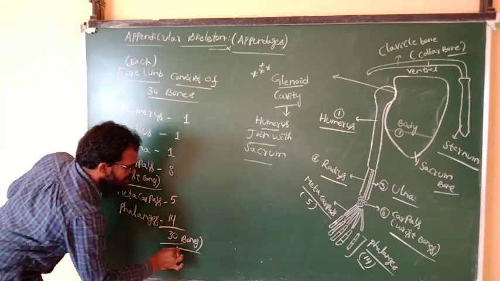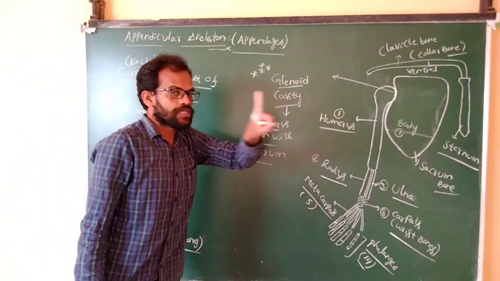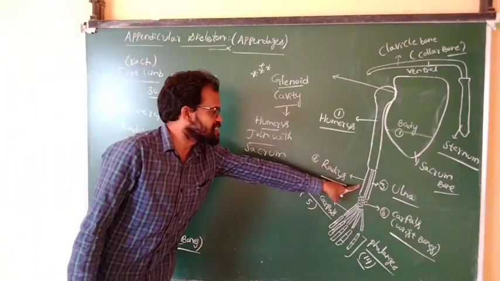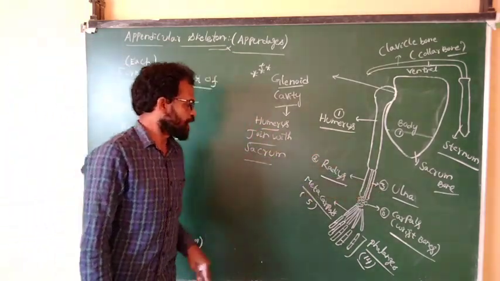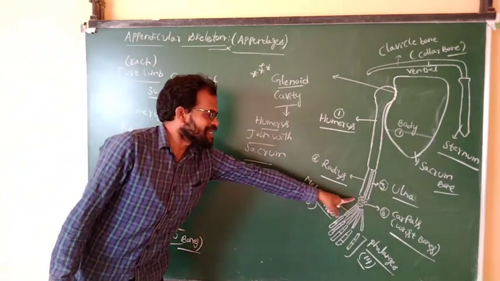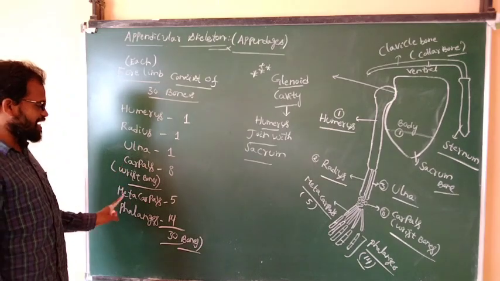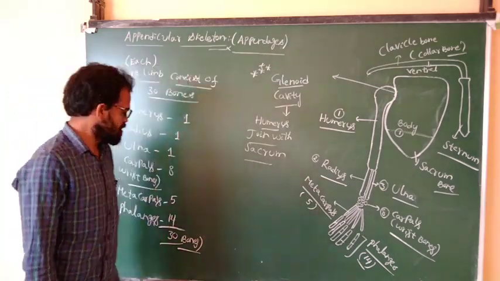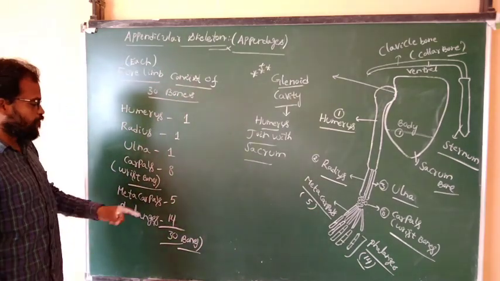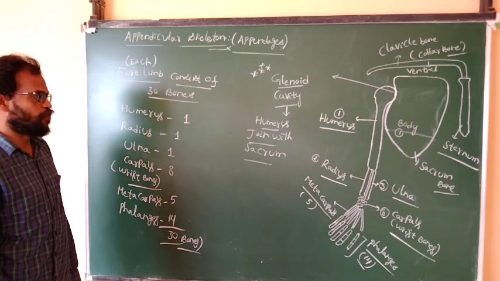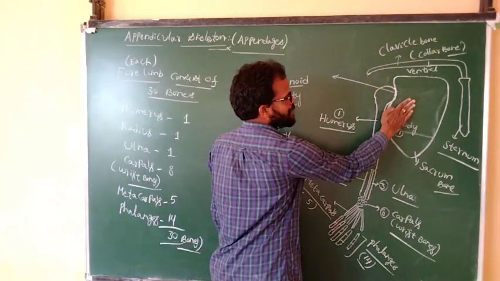How many bones? 30 bones. See here, humerus 1. Next one, radius. And the third one, ulna. Next one, carpals, wrist bones. Next one, metacarpals. Carpals 8, metacarpals 5. Next one, phalanges, 14 bones. This is the forelimb, and now the pectoral girdle.